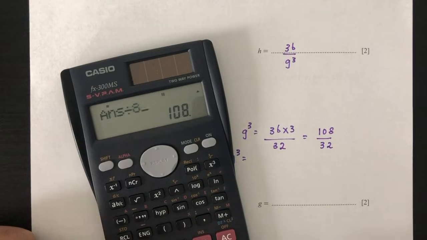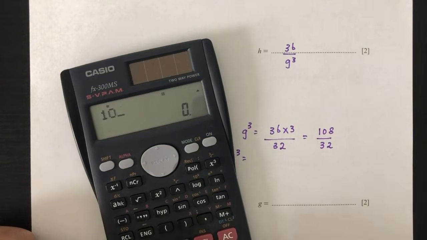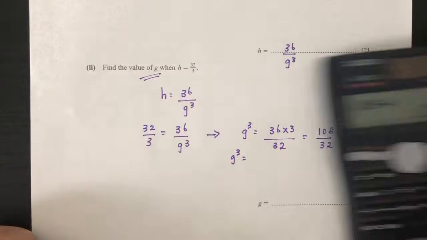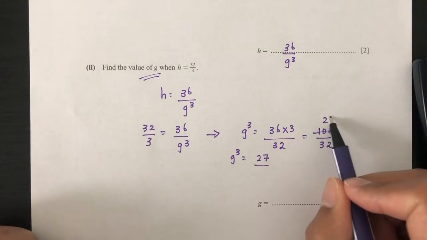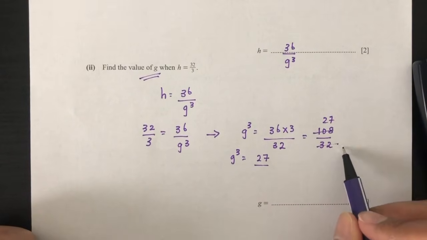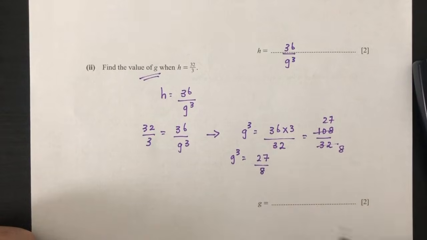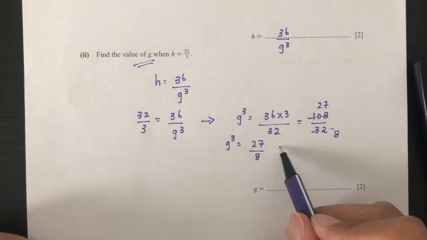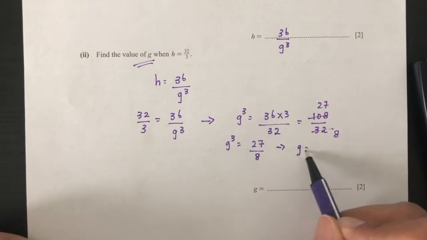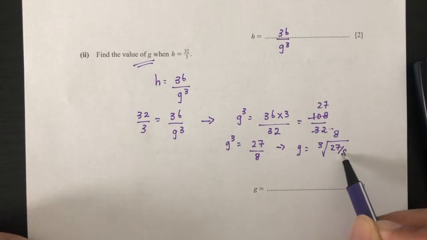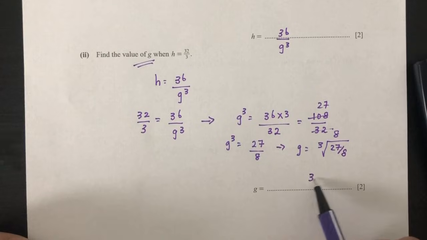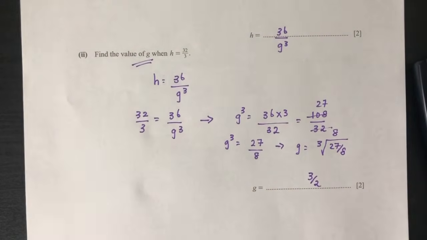Now you can divide by 4. 108 divided by 4, you will have 27. And 32 divided by 4 will be 8. So we have 27 over 8. So now g will have to be the cube root of 27 over 8, which is equal to 3 over 2. This will be your value for g. That is question number 9.